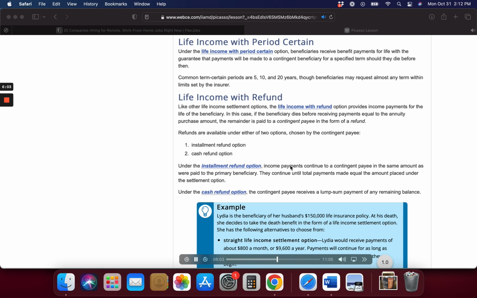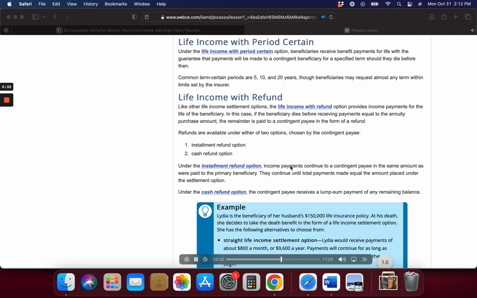Life income with refund. Like other life income settlement options, the life income with refund option provides income payments for the life of the beneficiary. In this case, if the beneficiary dies before receiving payments equal to the annuity purchase amount, the remainder is paid to a contingent payee in the form of a refund. Refunds are available under either of two options, chosen by the contingent payee. Installment refund option. Cash refund option.